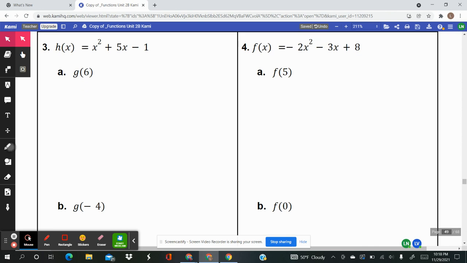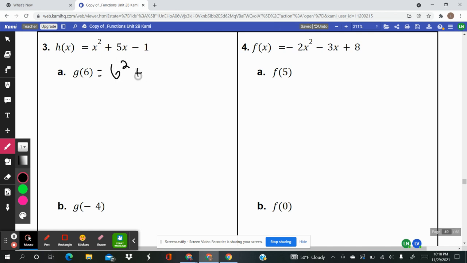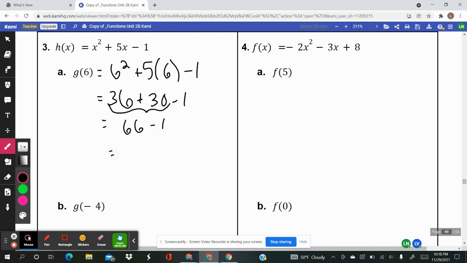Number 3. This time we have some exponents. G of 6 equals 6 squared plus 5 times 6 minus 1. So even though there's exponents, that's okay. We can still replace our variables. So 6 squared is going to give us 36. 5 times 6 is 30 minus 1. 36 plus 30 equals 66 minus 1. So that's 65. G of 6 equals 65.